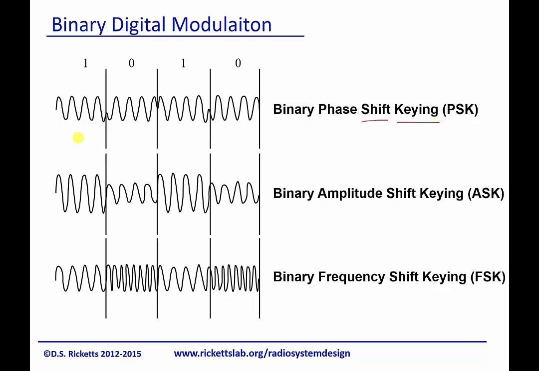It's pretty easy to see that a 1 is this phase and a 0 is a different phase. All we're doing is changing phase as we move between a 1 and a 0, meaning that 1 is a specific phase and 0 is another specific phase. We could also have binary amplitude shift keying, like what we saw before, with two different envelope amplitudes, one representing a 1 and one representing a 0. And then of course we can have binary frequency shift keying, where we change the frequency between two.